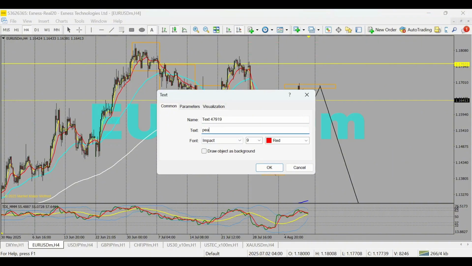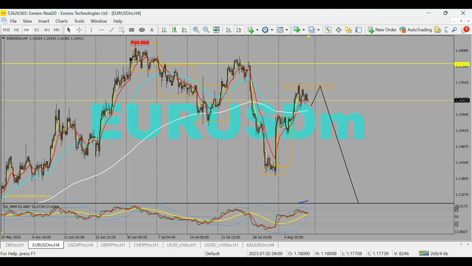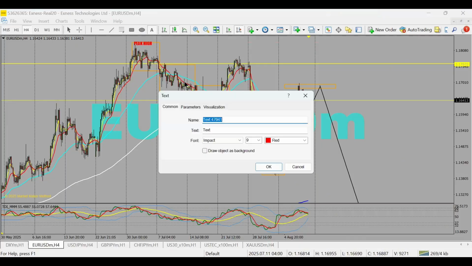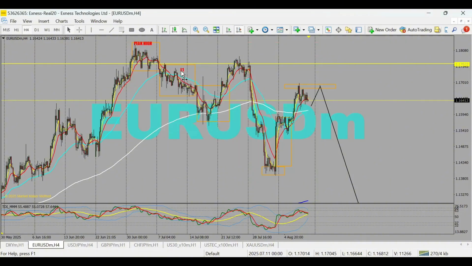We did our peak high right there, and then the market gave us a level 1 drop, level 1. Okay, right there, and we had our level 2.